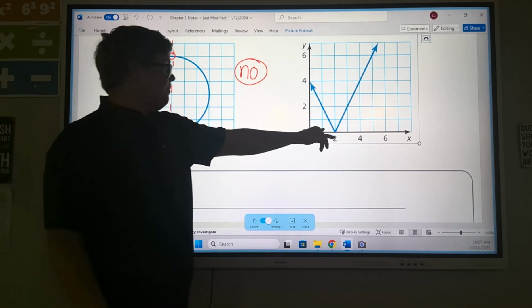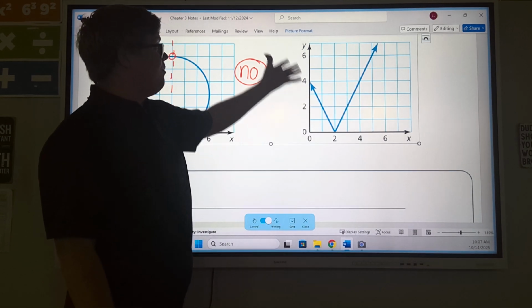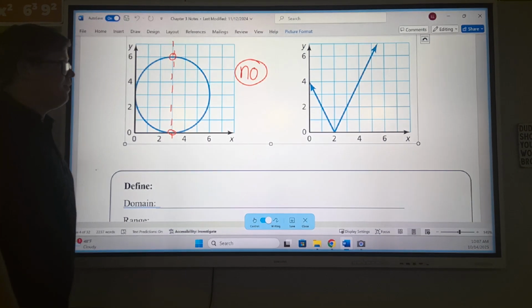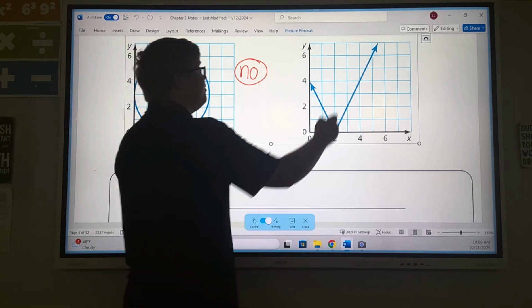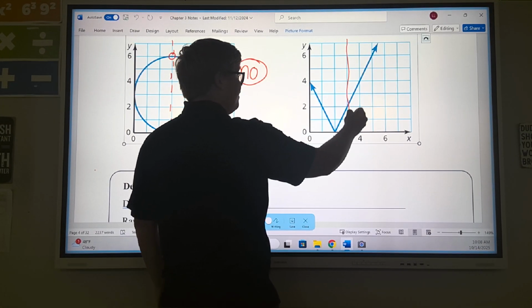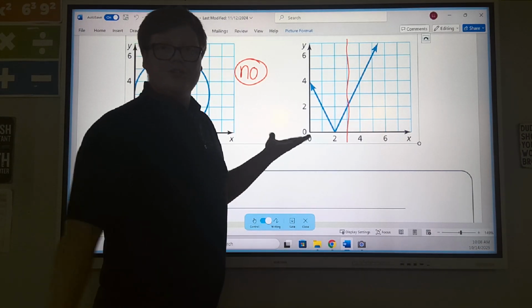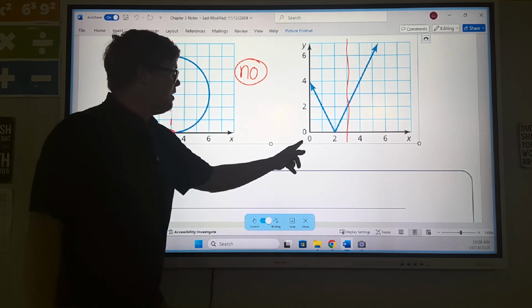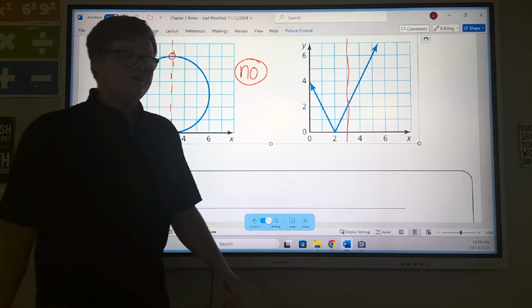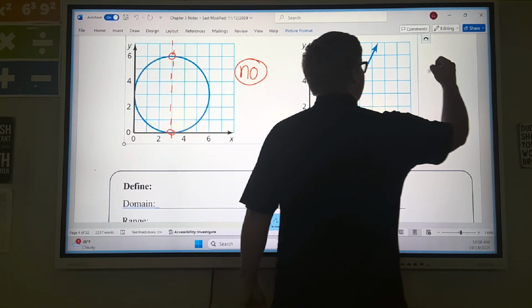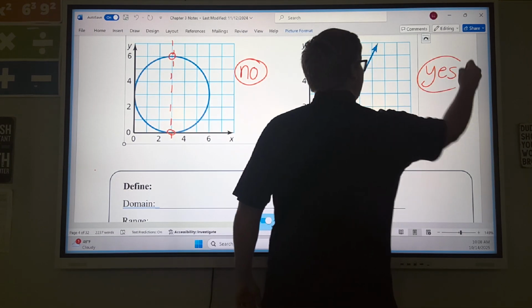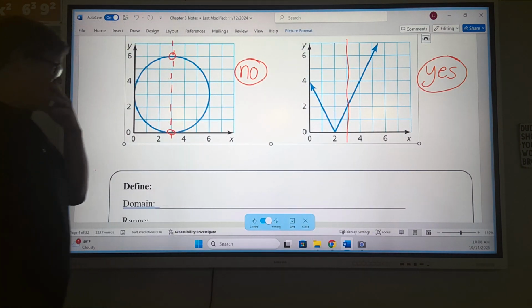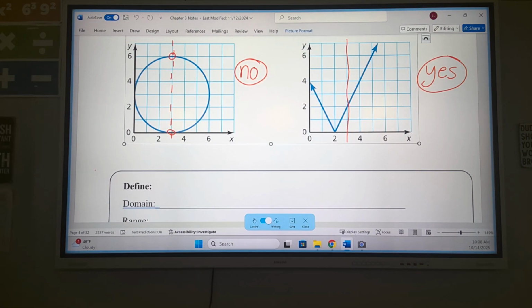Now we look over here. We kind of went over this when we were talking about the vertical line test. We know in this situation, if we were to draw a vertical line, I know it's not a very straight line, but it's a vertical line, we see that in no location is the same x going to be used, therefore it is a function. Okay.